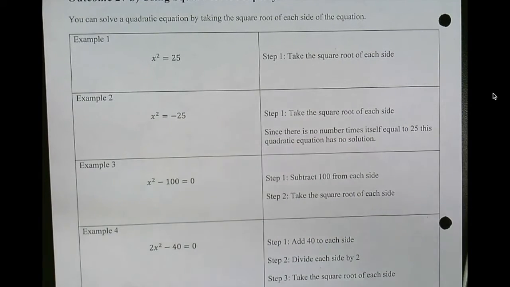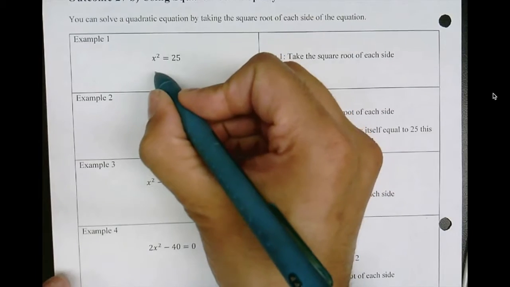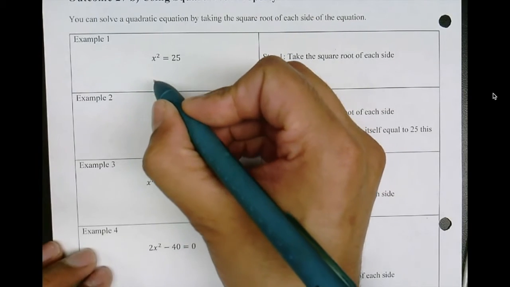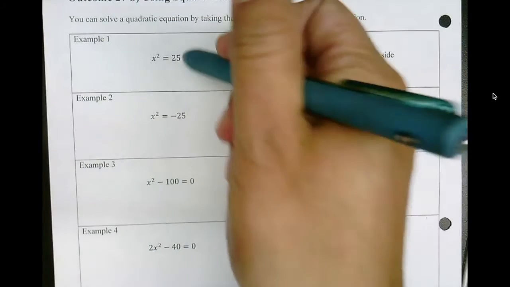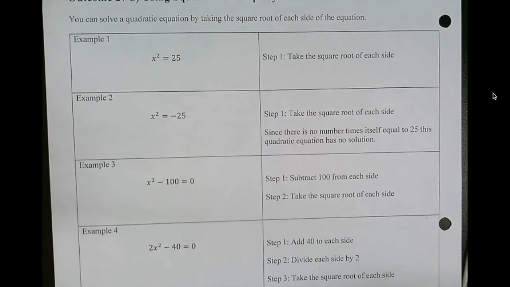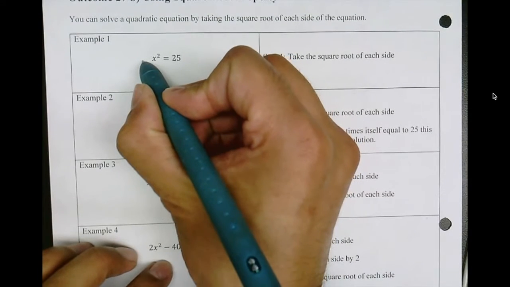Yes, 5. 5 should be the first answer you come up with, though there actually is a second answer. Think about negative 5. What is negative 5 times negative 5? That is also positive 25. So both positive 5 and negative 5 are solutions to this problem. Now, how do we show our work here?